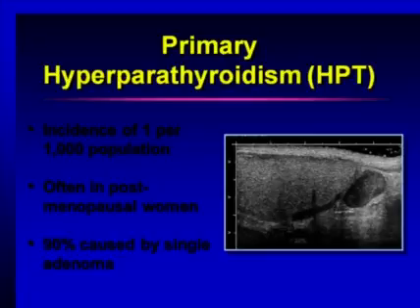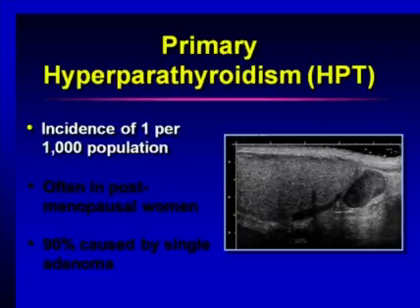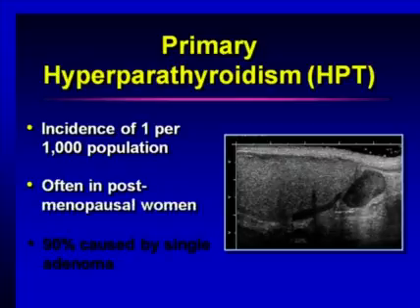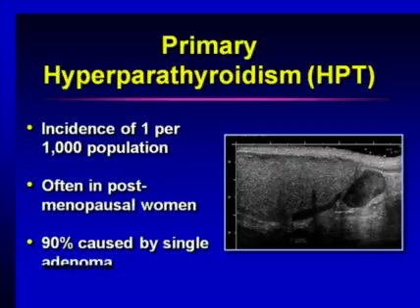Well, let's now shift gears and move from the thyroid to another gland that is located immediately adjacent to the thyroid, and that's the parathyroid. We'll concentrate on patients with primary hyperparathyroidism. This has an incidence of 1 per 1,000 in the population, often in postmenopausal women, and 90% of the time caused by a single parathyroid adenoma.